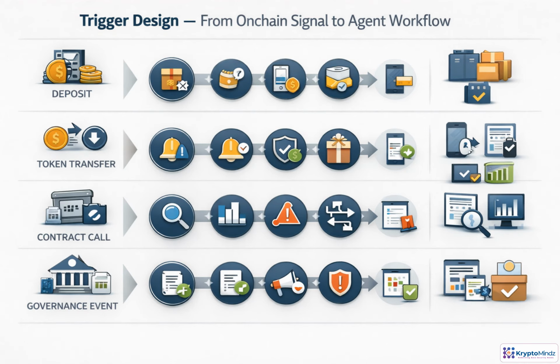A trigger should not mean do something whenever anything happens. It should define a clean chain. Detect the event, confirm it matters, choose the right response, then execute safely. A deposit might be checked against an invoice total before marking it paid and sending a receipt. A transfer might require compliance review before rewards or notifications. Good trigger design turns raw on-chain activity into reliable agent workflow, not random automation.